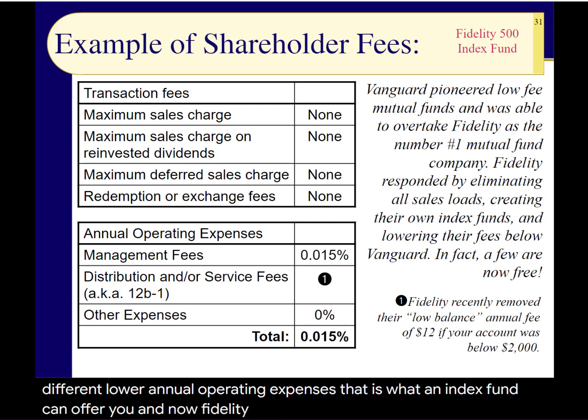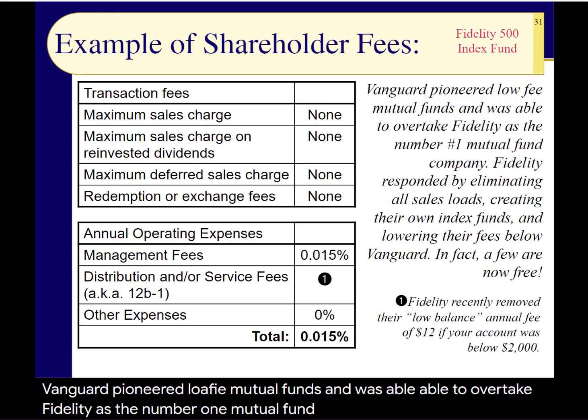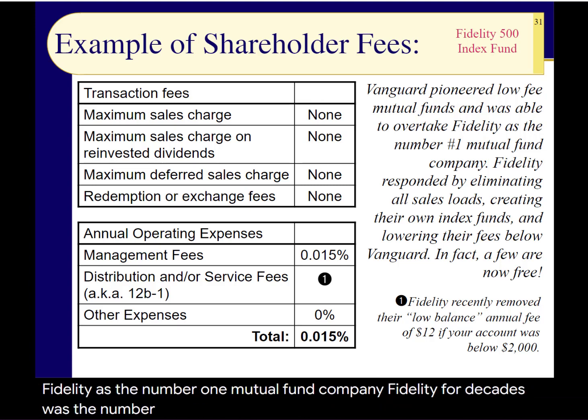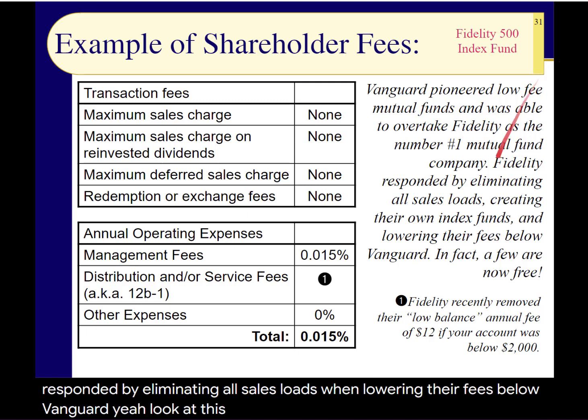Fidelity said if you can't beat them, join them. Vanguard pioneered low-fee mutual funds and was able to overtake Fidelity as the number one mutual fund company. Fidelity for decades was the number one mutual fund company. What did Fidelity do? They responded by eliminating all sales loads, creating their own index funds, and lowering their fees below Vanguard. Look at this.